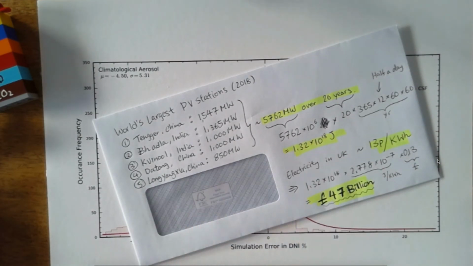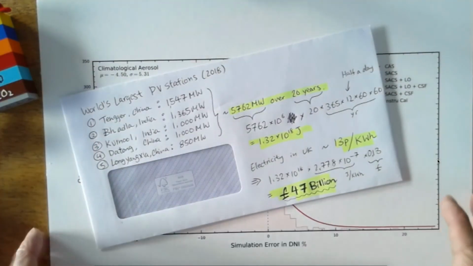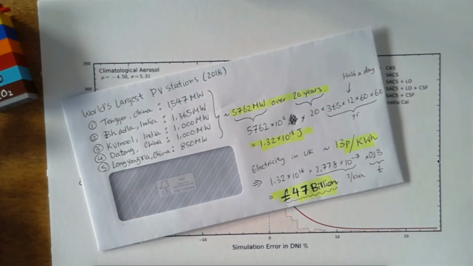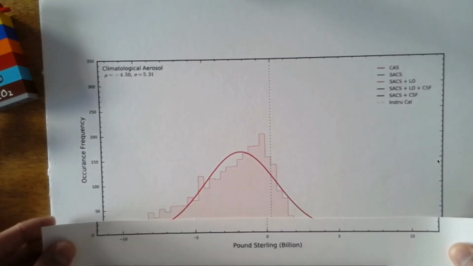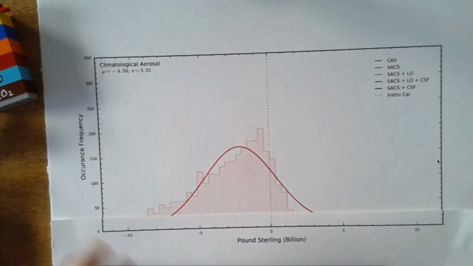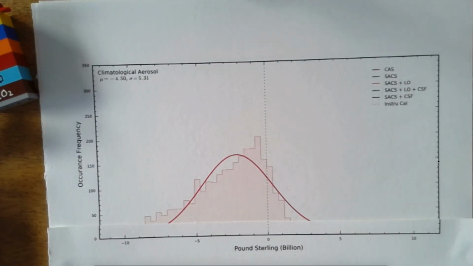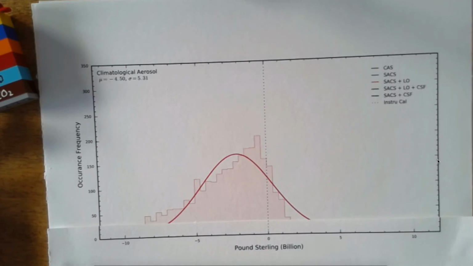I've just quickly tallied up the world's largest photovoltaic stations. These are not multi-junction ones, but whatever. Taking the megawatt output over 20 years, which is a typical lifespan of solar cells, and assuming electricity in the UK costs about 13p per kilowatt hour, that's 47 billion over 20 years. So now we can make this axis into something more relatable, i.e. money, in billions of pounds. A 4.5% deviation represents about 2 to 3 billion pounds over 20 years.